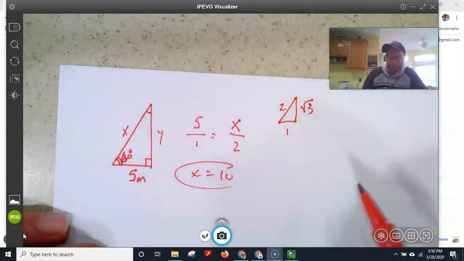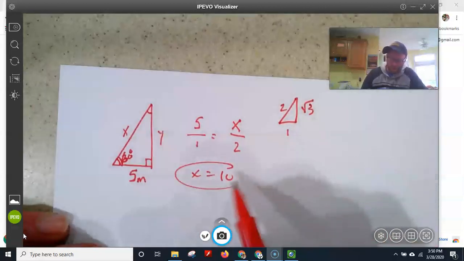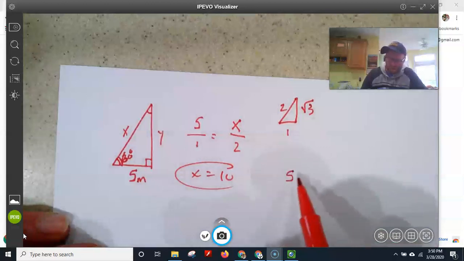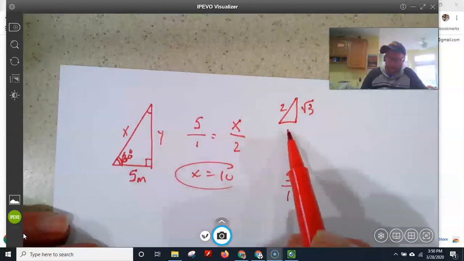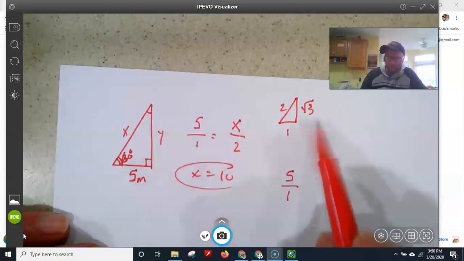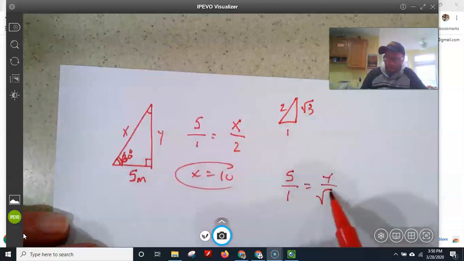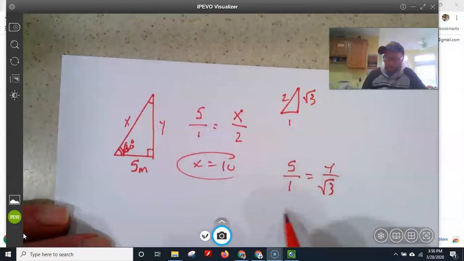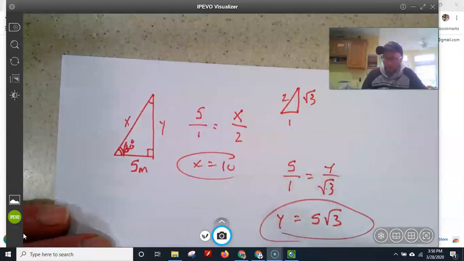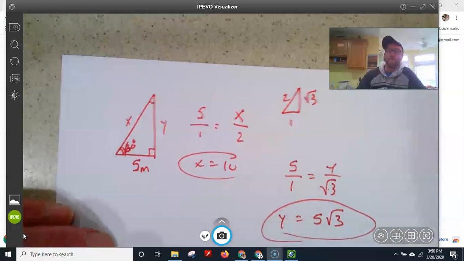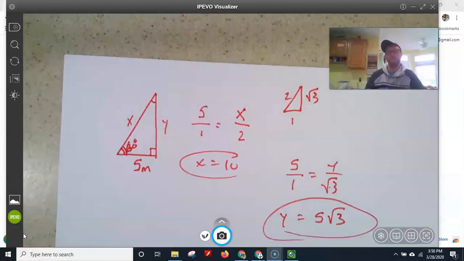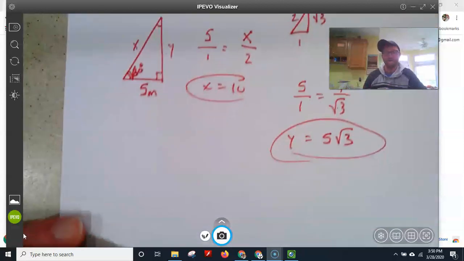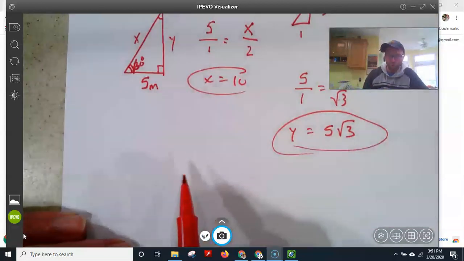And if I want to find y over here, I'd say 5 to 1 equals y to square root of 3. Like that. And I cross multiply, and I get y equals 5 times square root of 3. So we've seen how this works with a special right triangle, where it turns out that it actually works with any right triangle.